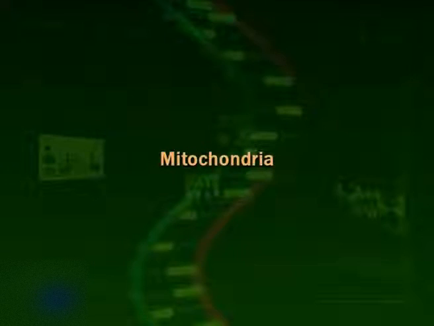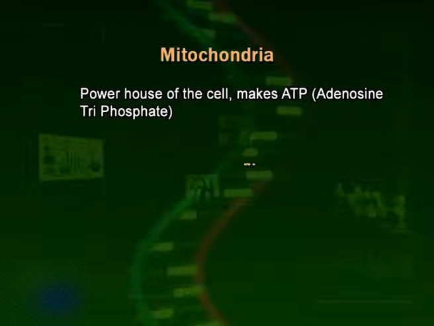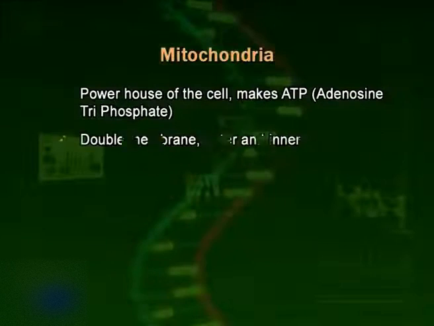Next comes the mitochondria. Mitochondria are the organelles which are called the powerhouse of the cell. They produce the energy required by the cell in the form of ATP. ATP is a molecule, adenosine triphosphate, which has high energy bonds. When it breaks, it releases lots of energy in chemical form that cells can use for performing their different functions. Mitochondria are double membraned organelles.